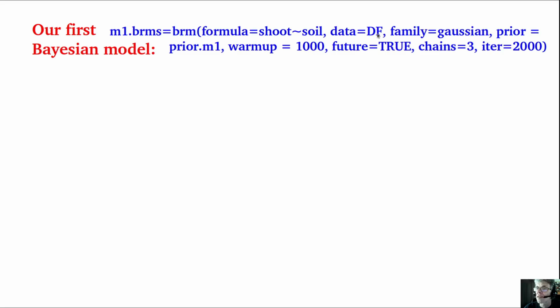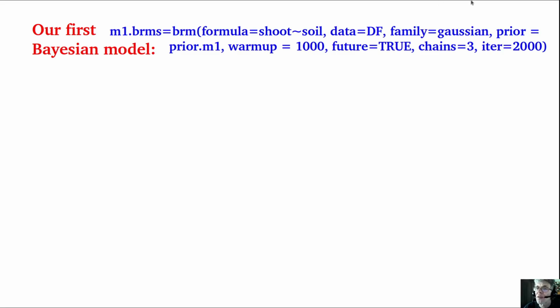This is where the data is in this data frame. Family Gaussian, that means this is a case of the general linear model. And for the prior, we use the object prior.n1, the one that we set up in the previous step. We use a warm-up of 1,000 iterations, meaning that the first 1,000 parameter values will be generated and thrown away to be independent of the initial random values of the 3 chains, once per parameter, of the chains of each parameter.